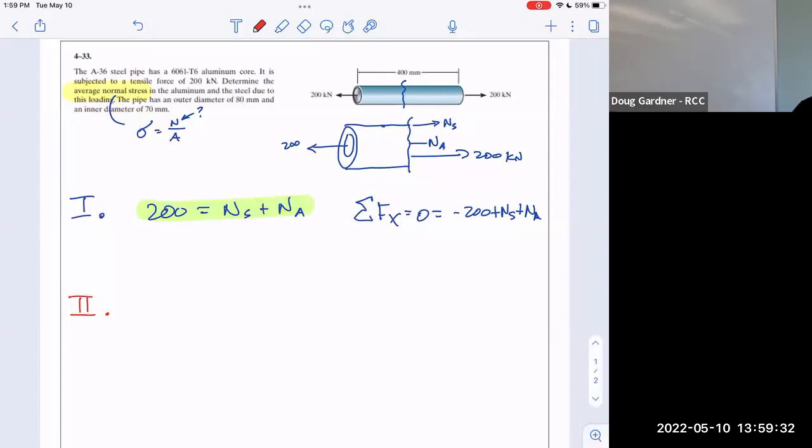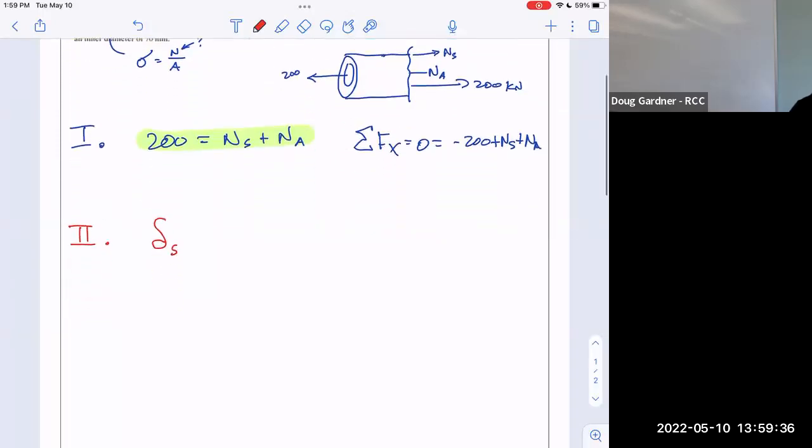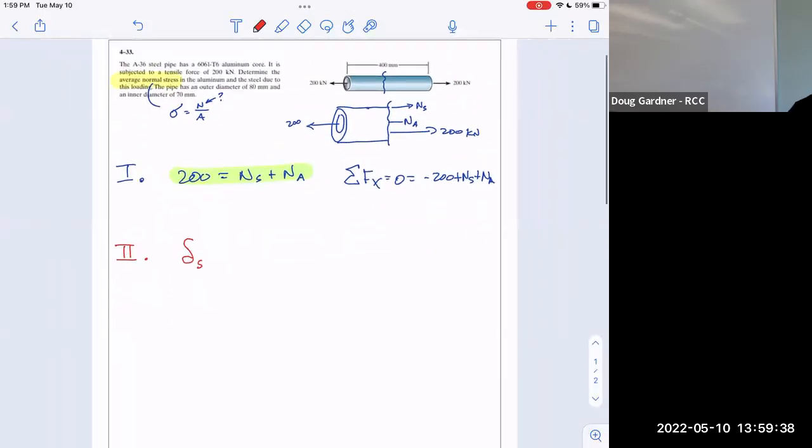Let me get you started at least by saying, well, the compatibility equation comes from what happens to the length of the steel and what happens to the length of the aluminum. What are those deltas? How are they going to grow? Remember that, I'll write this up at the top, that equation is NL over AE. Normal force, length, area, elasticity.